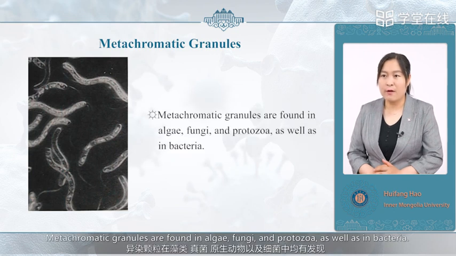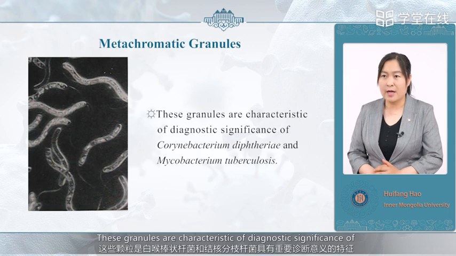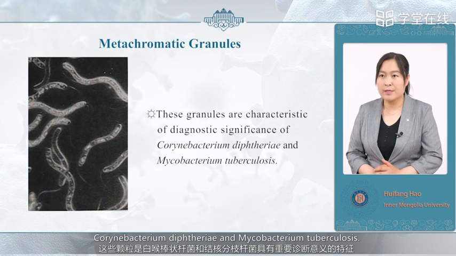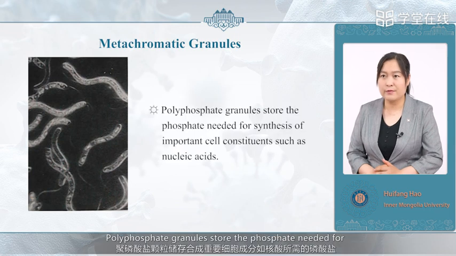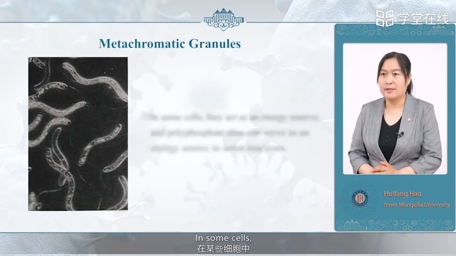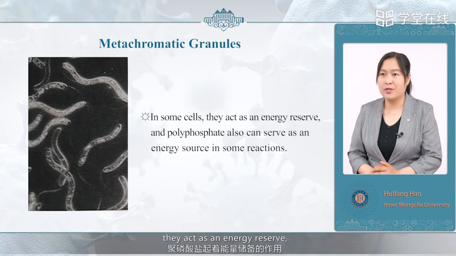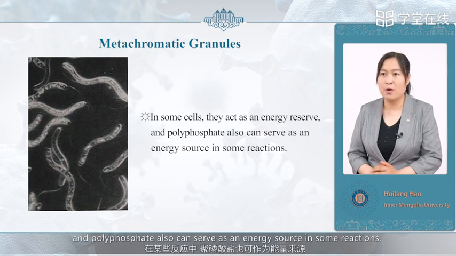Metachromatic granules are found in algae, fungi, and protozoa as well as in bacteria. These granules are of characteristic diagnostic significance in Corynebacterium diphtheriae and Mycobacterium tuberculosis. Polyphosphate granules store phosphate needed for synthesis of important cell constituents such as nucleic acids. In some cells, they act as an energy reserve, and the polyphosphate also can serve as an energy source in some reactions.